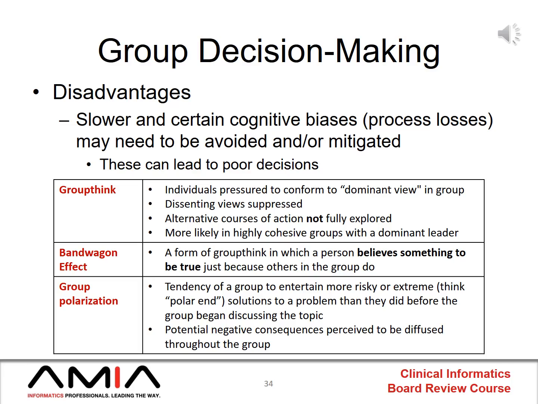Bandwagon effect is actually a form of groupthink in which a person in the group believes something to be true simply just because other members of the group do. So bandwagon is a type of groupthink, and you should be aware of it just in case it's asked about in the board exam. The last cognitive bias is group polarization. This is an interesting phenomenon whereby you see the tendency of a group to entertain more risky or extreme or polar end solutions to a problem than they did before the group began discussing the topic.